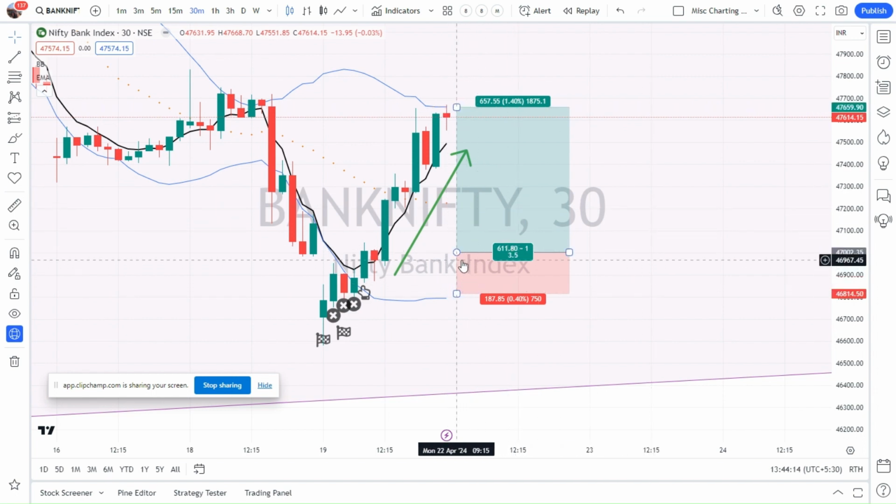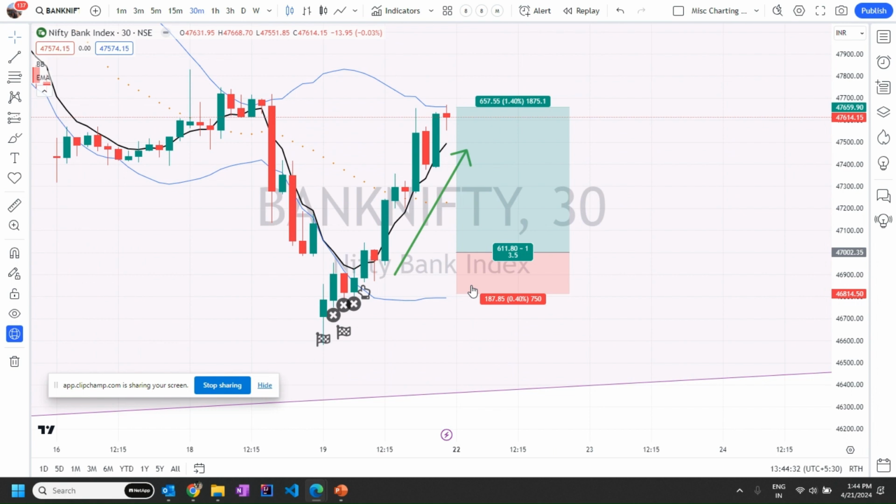So if you would have taken, say, 2 lots of Bank Nifty ATM, then I am sure you will be getting maybe 200 points or more than that. Okay. So this is roughly the strategy we have been discussing with you for this whole setup.